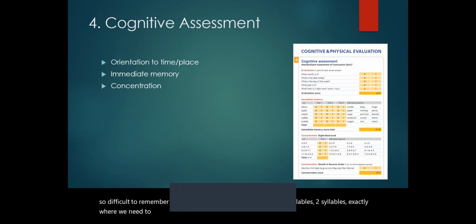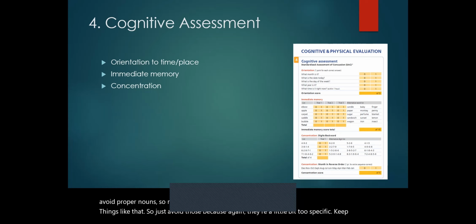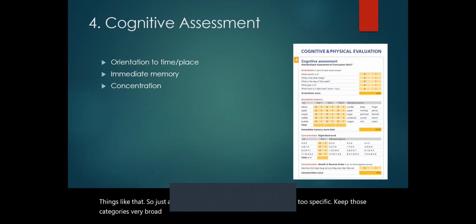We also don't want them to rhyme, right? So if I say book, took, look, right? That's too easy. We need to make sure that they are pretty different. We also want to avoid proper nouns. So names, cities, things like that. So just avoid those because again, they're a little bit too specific. Keep those categories very broad and have just completely unrelated 2-syllable, not proper noun words.